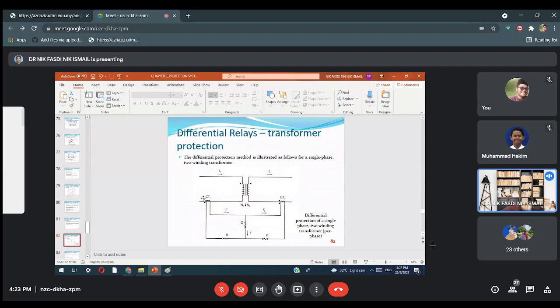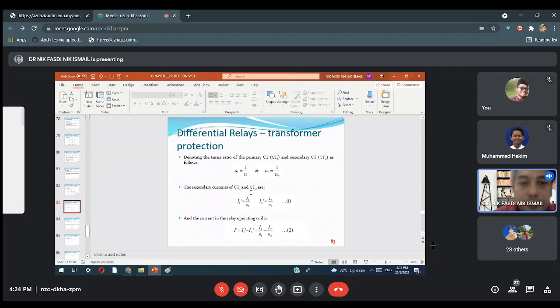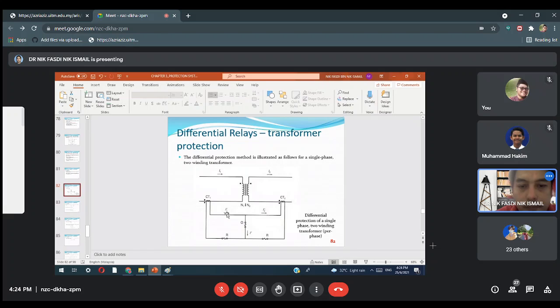So we locate our CT, CT1, CT2. So konsep sama. The difference between this I1 prime and I2 prime, coil turn on. Then they will protect the windings. Okay, denoting the turn ratio of CT1 and secondary CT2 as follows. Alright, so we do all this calculation, derivation. Okay, so you have this value of I1 prime. So this is I1 prime.